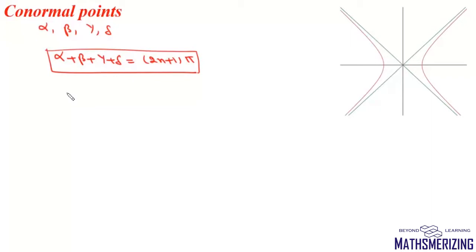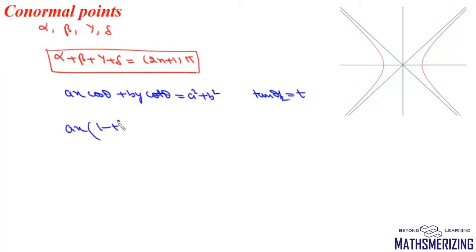Now we know that the equation of normal to a hyperbola is given by ax/cos theta plus by/cot theta, and it is equal to a square plus b square. Now what we'll do is we'll take tan theta by 2 as t. So we can write this equation as ax (1 minus t square)/(1 plus t square) by (1 minus t square)/2t, and it is equal to a square plus b square.